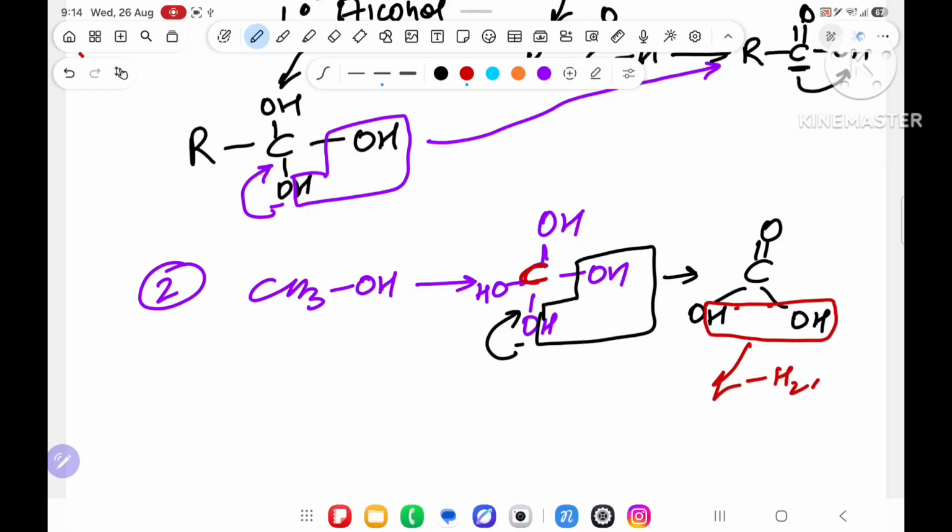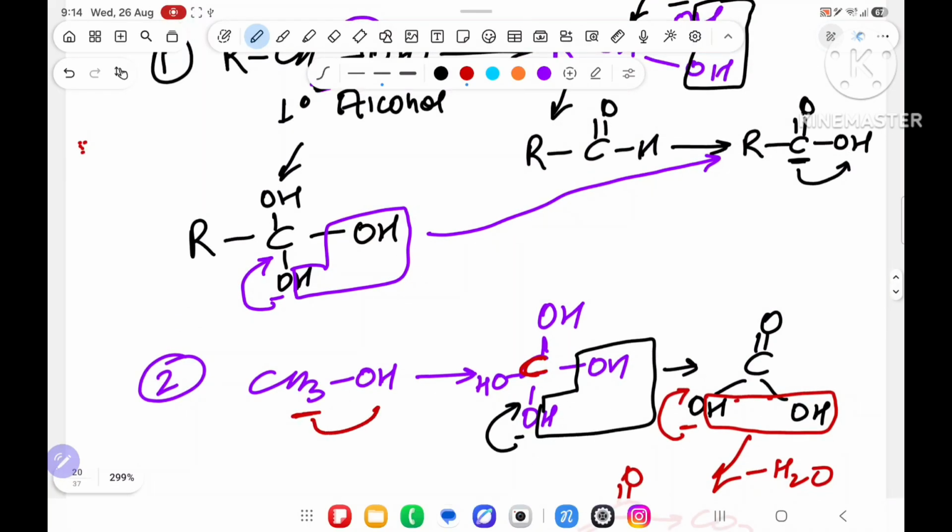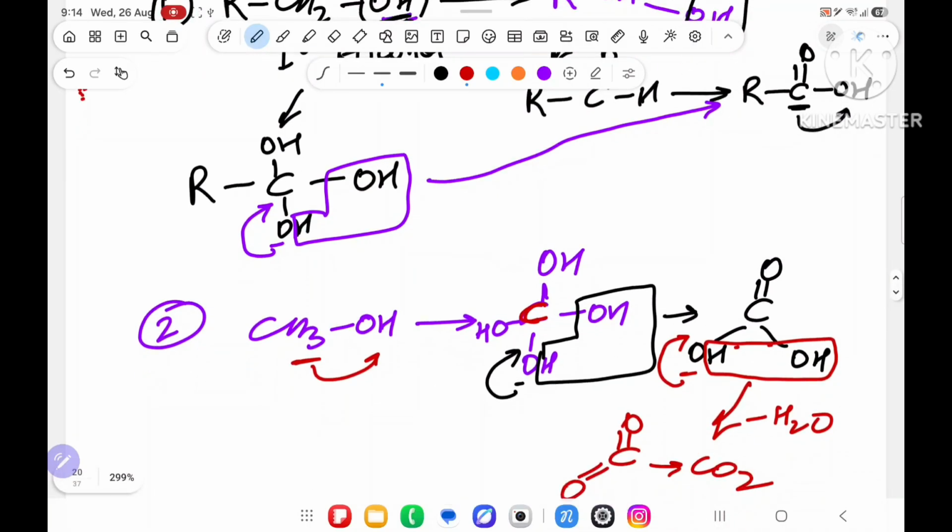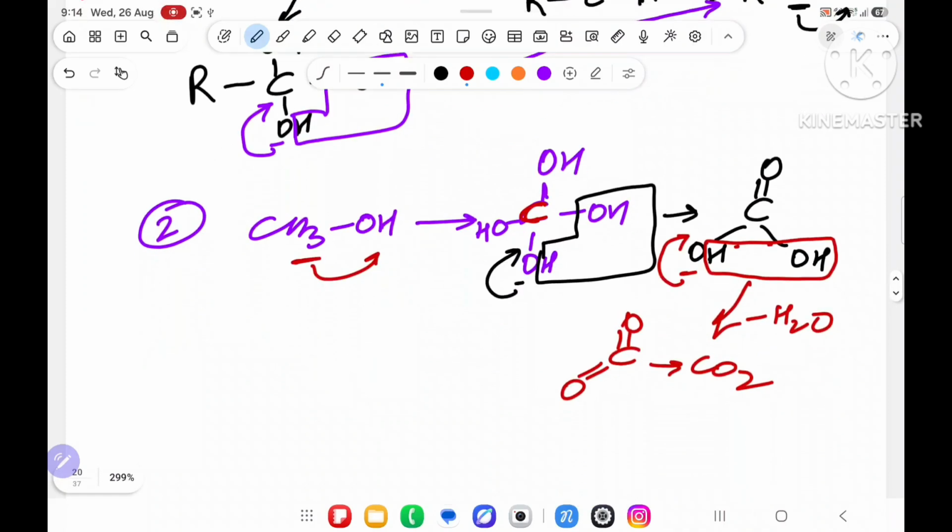After water, H2O, goes, what happened? This oxygen will return back. What you will get? O double bond C double bond O. And this C double bond O is what? Carbon dioxide only. Understood? So however many H are directly attached with OH, that will convert into OH and remove water as much as possible.